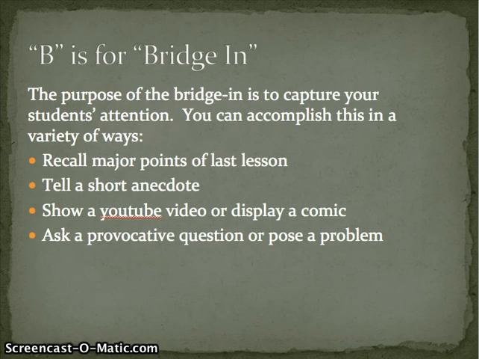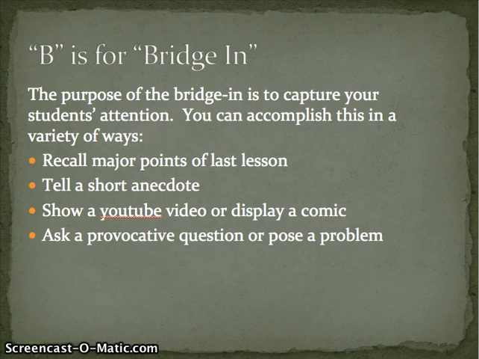So let's talk about the B for bridge-in. The purpose of the bridge-in is to capture your students' attention, and you can accomplish this in a variety of ways. Some people like to recall the major points or objectives of the last lesson. This triggers your students' memories, and it gives them an opportunity to build their new knowledge from this lesson on what they learned in the last lesson.